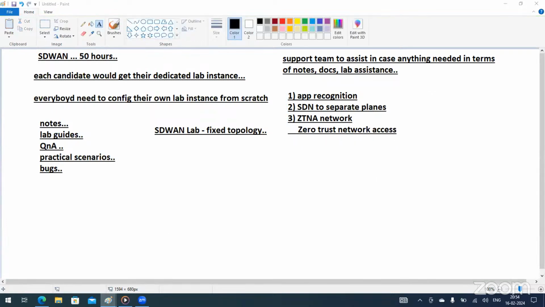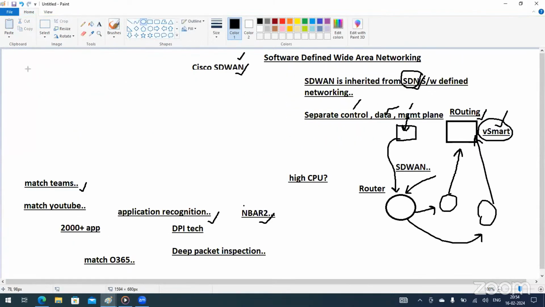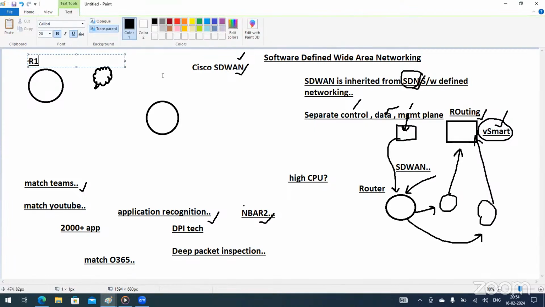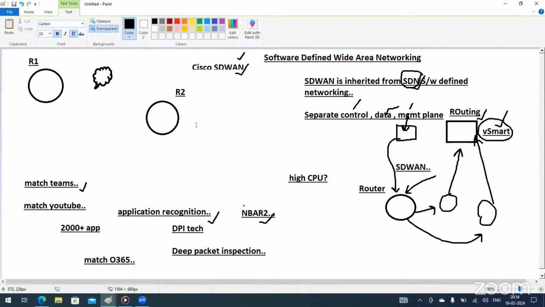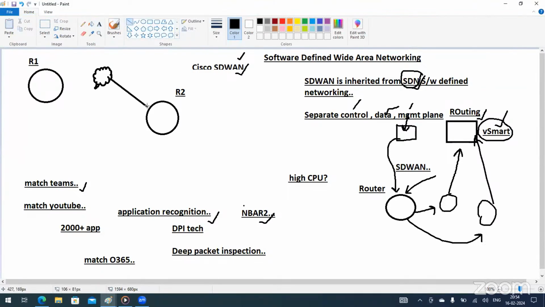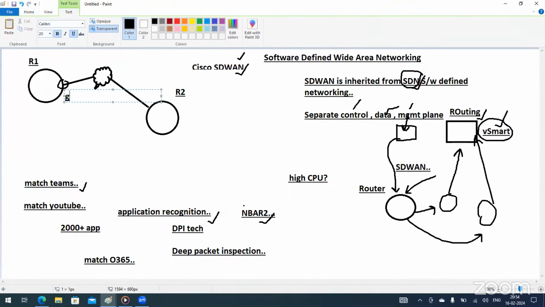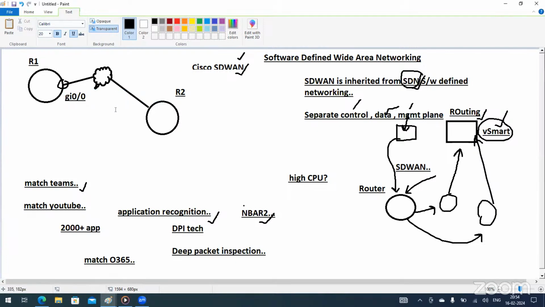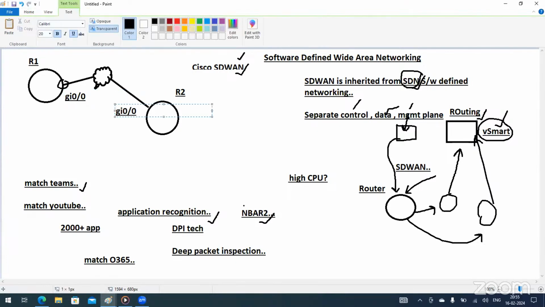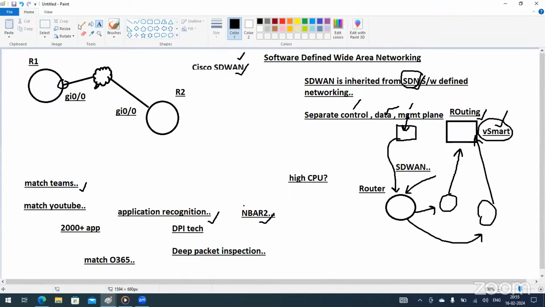So what does it mean? In legacy networking, if you have 2 routers, they are connected via some ISP, right? If this is my router 1, router 2, if they are connected via public internet, they have public IP address. Then if I have on this interface, let's say this is gigabit 0/0, this is another interface, gigabit 0/0 on R2. If they have some public IP address, they can ping to each other, right?